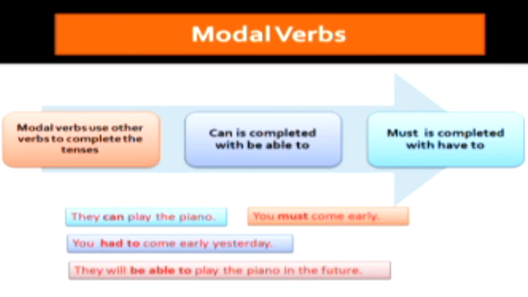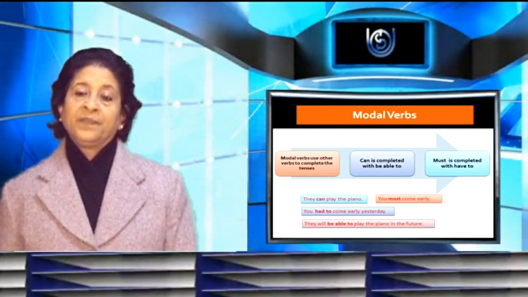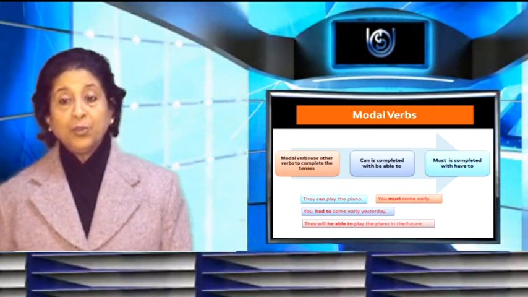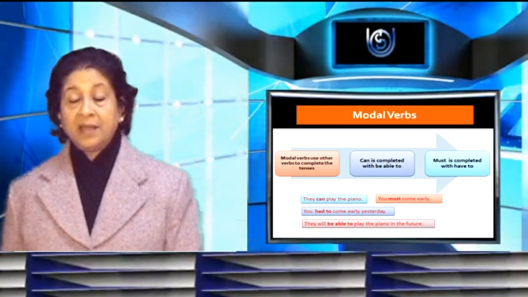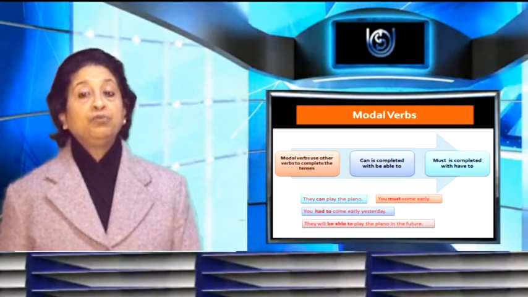Now see more examples of modal verbs. Modal verbs use other verbs to complete the tense. Can is completed with be able to. Must is completed with have to. Just see a few examples. They can play the piano. You must come early. Another example: you had to come early yesterday. Another example: they will be able to play the piano in the future.